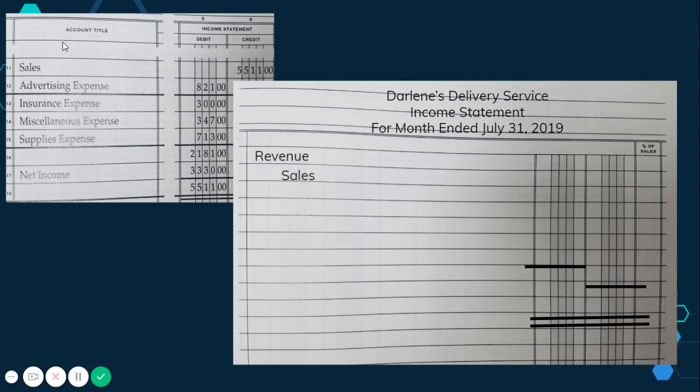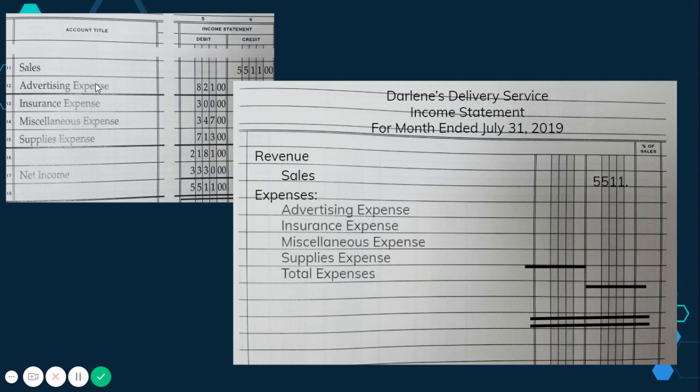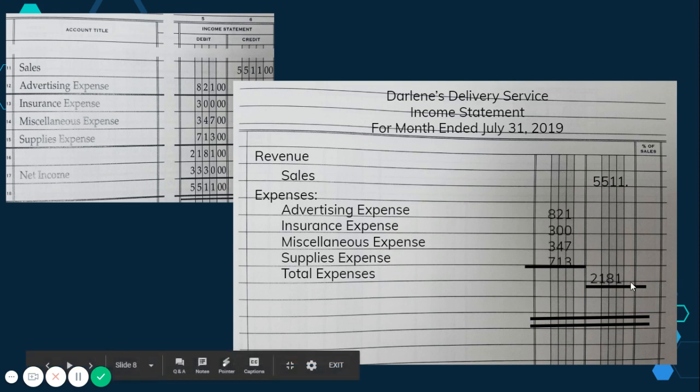So we only have one sales account, so it's sales. Then we put the amount on the right side. Then we list our expenses. And then our total expenses goes on the right with a single rule here. Then, to find our net income, we take our revenue minus our expenses to get our net income.